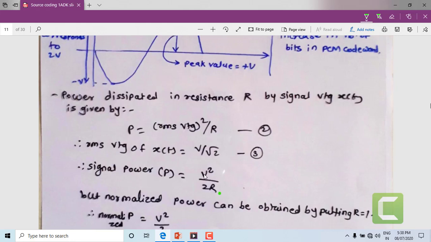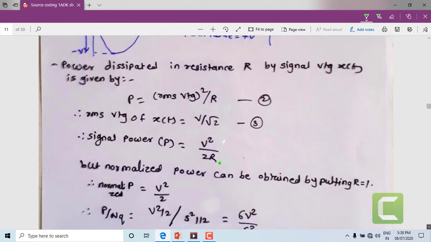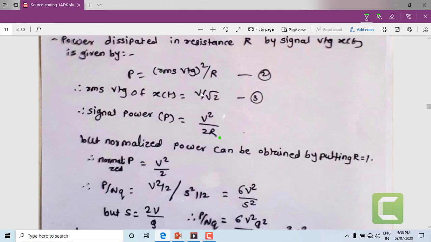So signal power calculation will be again V square divided by R. So the V value here is actually V by root 2, so that will become V square divided by 2R. But for the normalized power, R will be substituted as 1, so this V square divided by 2R will be reduced to V square divided by 2. So we will now substitute normalized signal power as V square by 2 and normalized quantization noise power as S square divided by 12 in the equation of SNR. This equation will get reduced by some modifications as 6V square divided by S square.